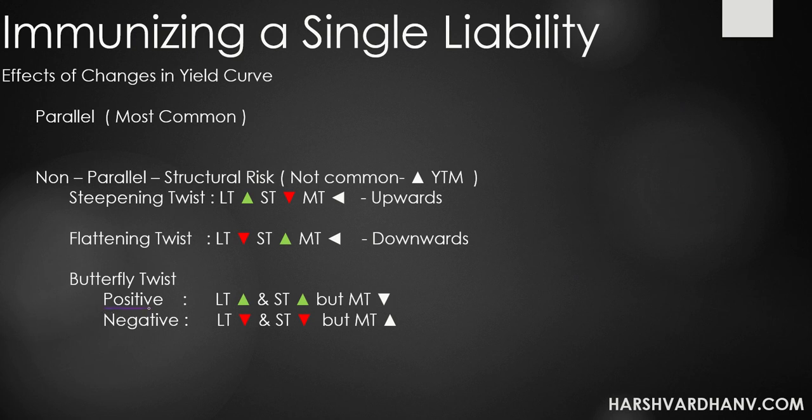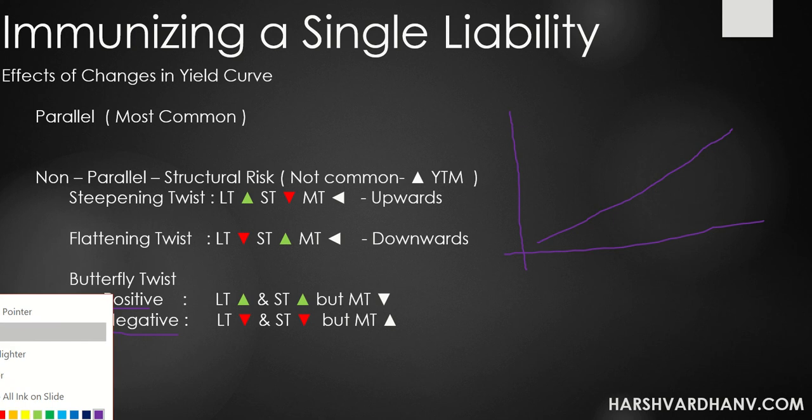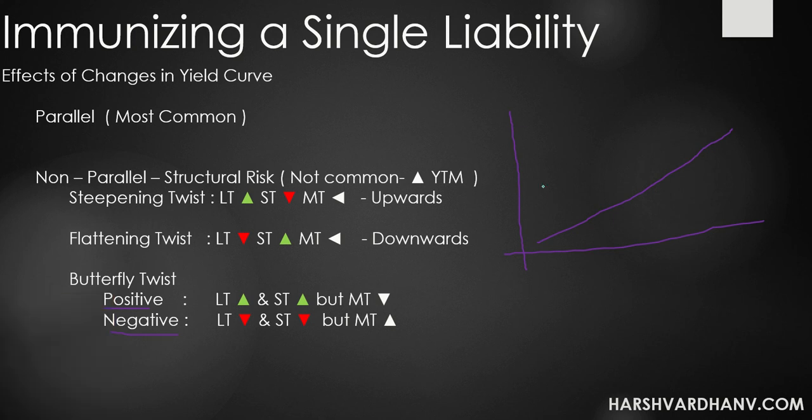Okay, so let's go back to positive and negative butterfly twist. What is a butterfly twist? Let me have this yield curve again. What we saw is the long term going up, the short term going down, and the medium term remaining the same. The medium term could also move another way. The short term could increase, the medium term could go down, and the long term could increase, right? This could also be a scenario. This is the shape of a butterfly. The long term is increasing, short term is increasing, medium term is going down. So this is known as the positive butterfly twist.